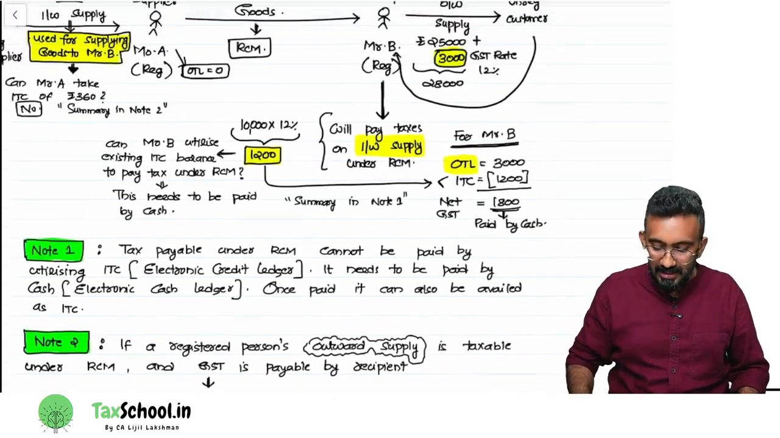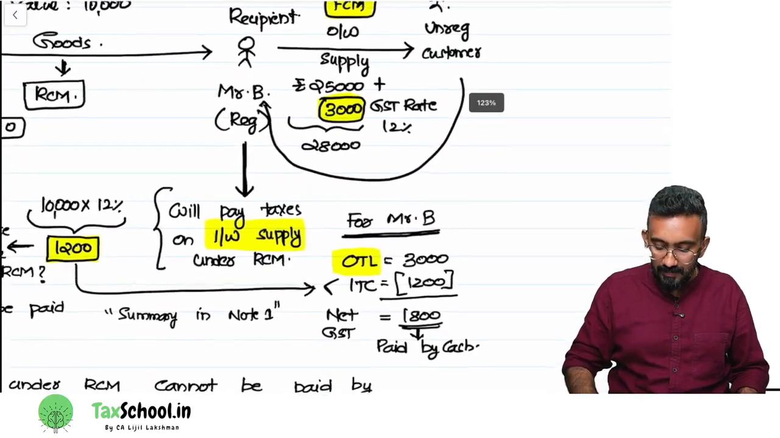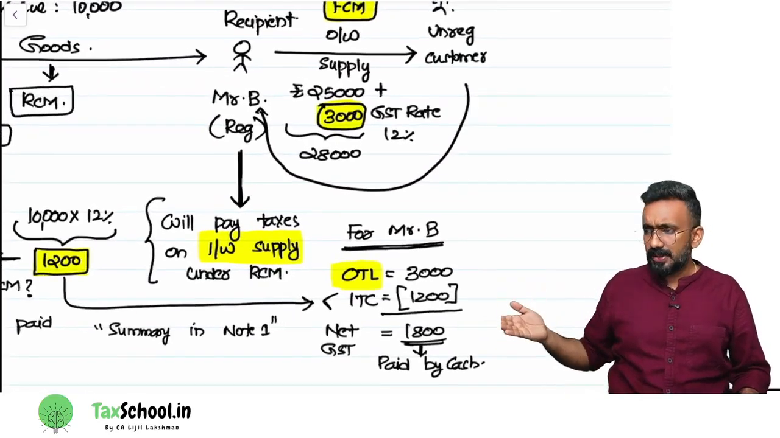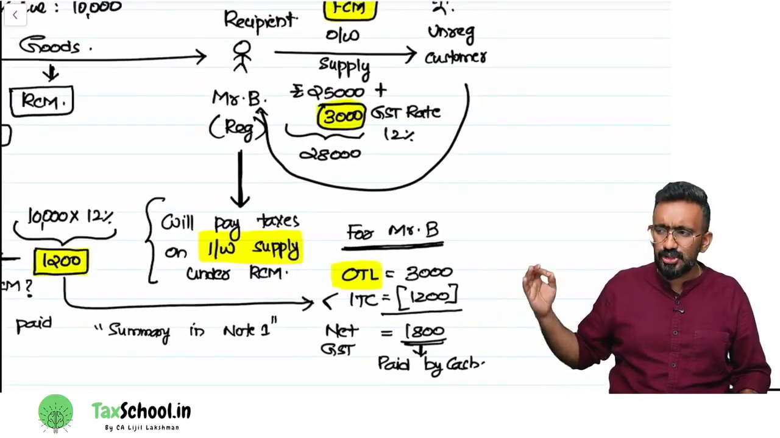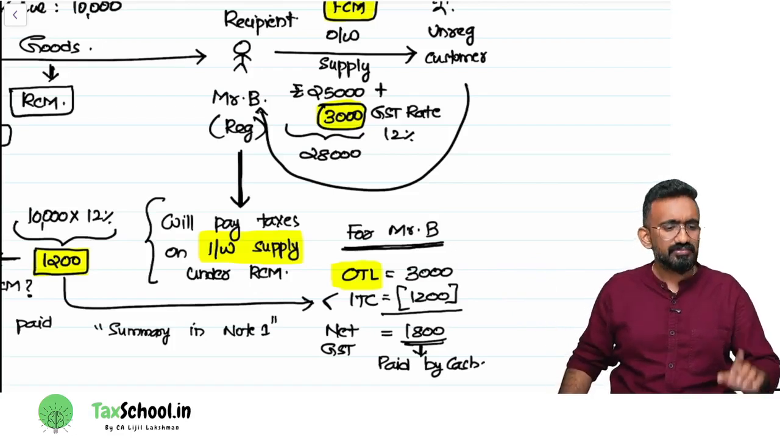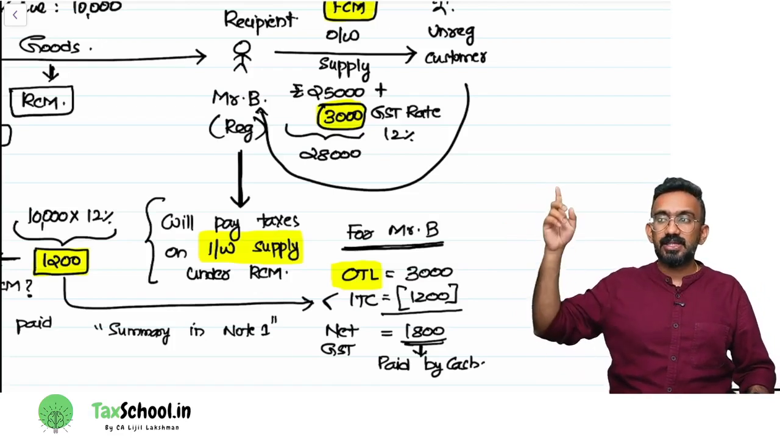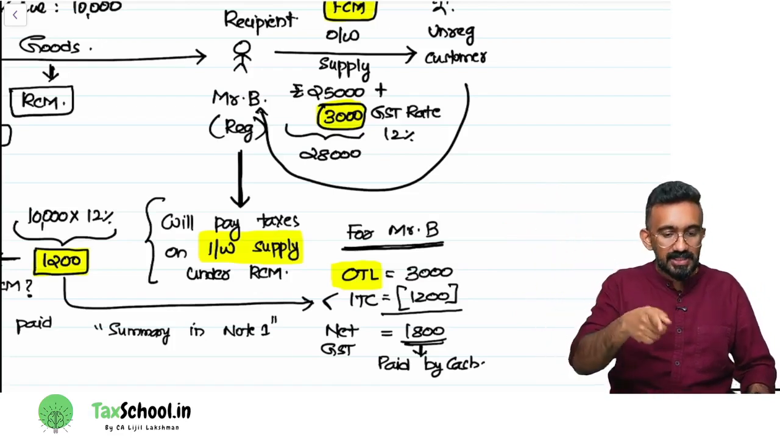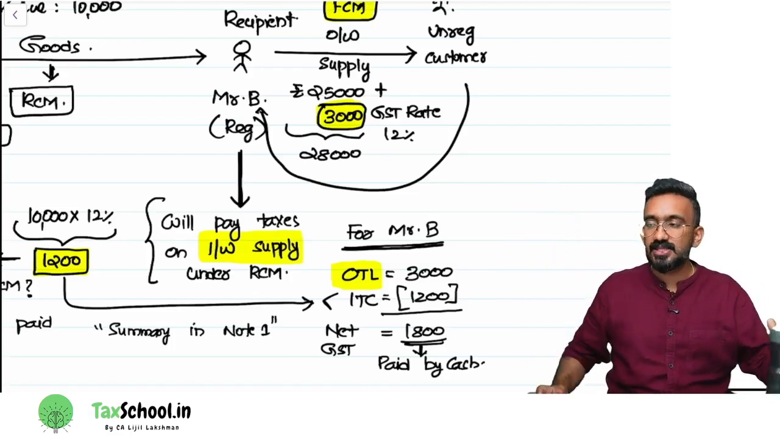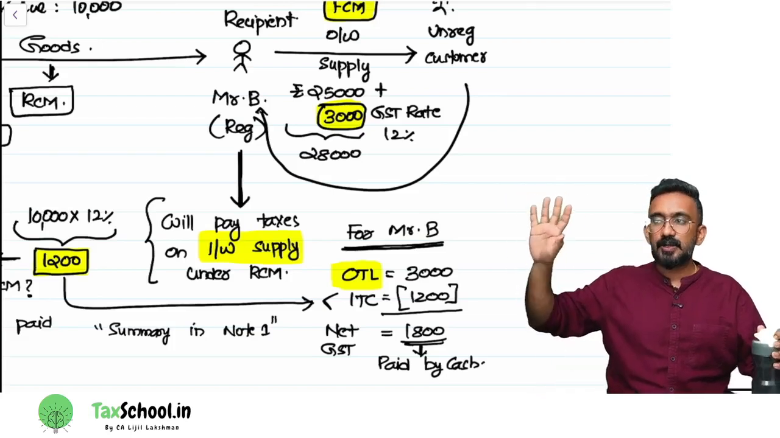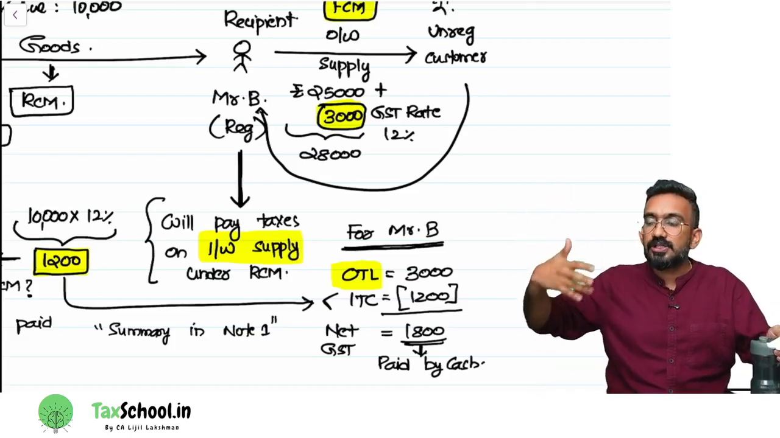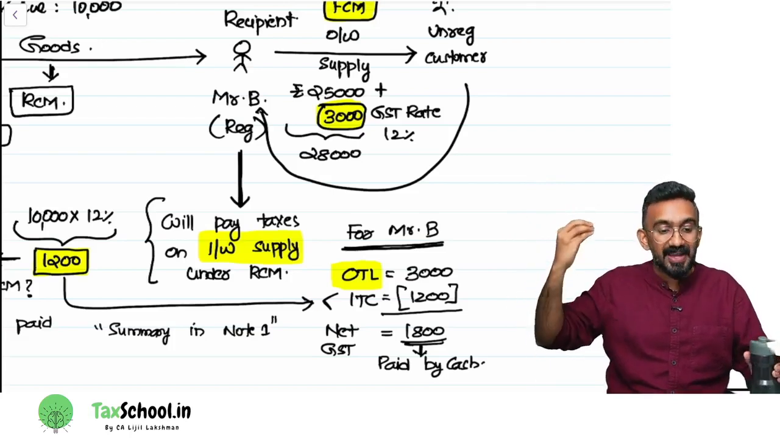So what is the net GST payable by Mr. B? It will be 1,800. This needs to be paid by cash. Question to you. What is the total GST paid by Mr. B by cash for the month? Exam question. Normally they ask this exam question. Keeping B as the center point, they ask the question, how much is the total GST paid by Mr. B by cash for this month?